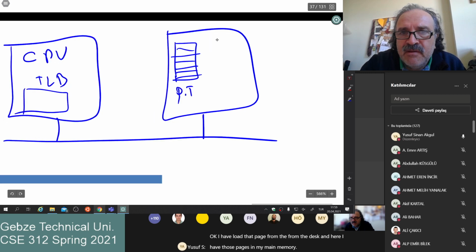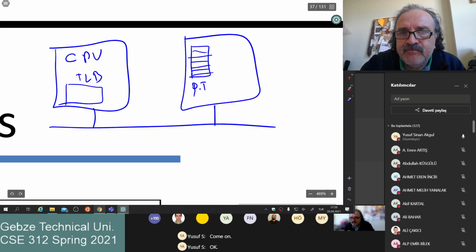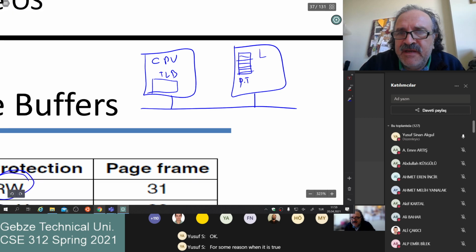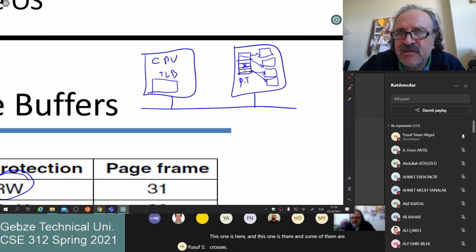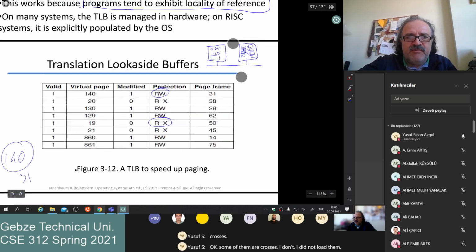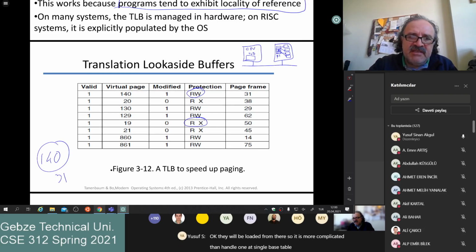And here I have those pages in my main memory. These are my pages, and each one is pointing to somewhere. This one is here and this one is there. And some of them are crosses. I did not load them. They will be loaded from there. So it is more complicated to handle with one single page table, but it is very efficient.